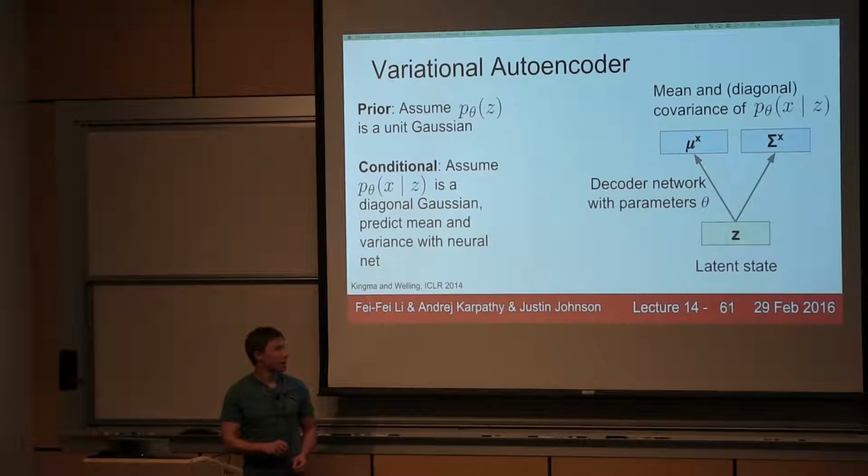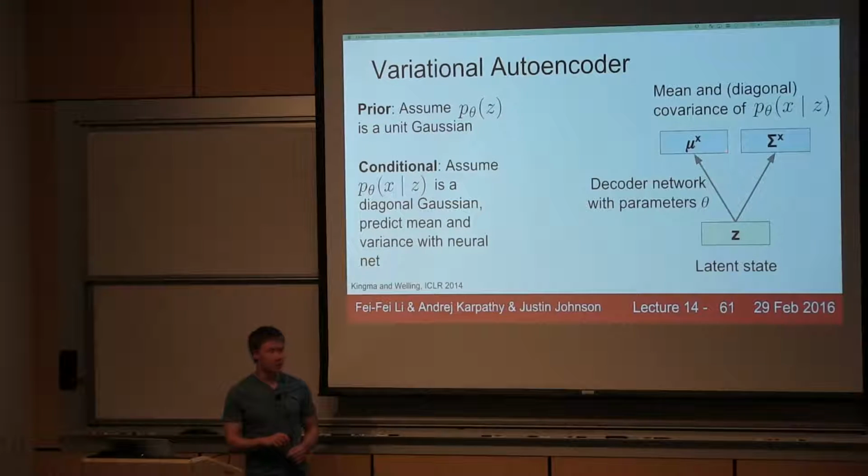Then we assume that latent state will go into some decoder network, which could be some big complicated neural network. And now that neural network is going to spit out two things. It's going to spit out the mean of the data X and also the variance of the data X.